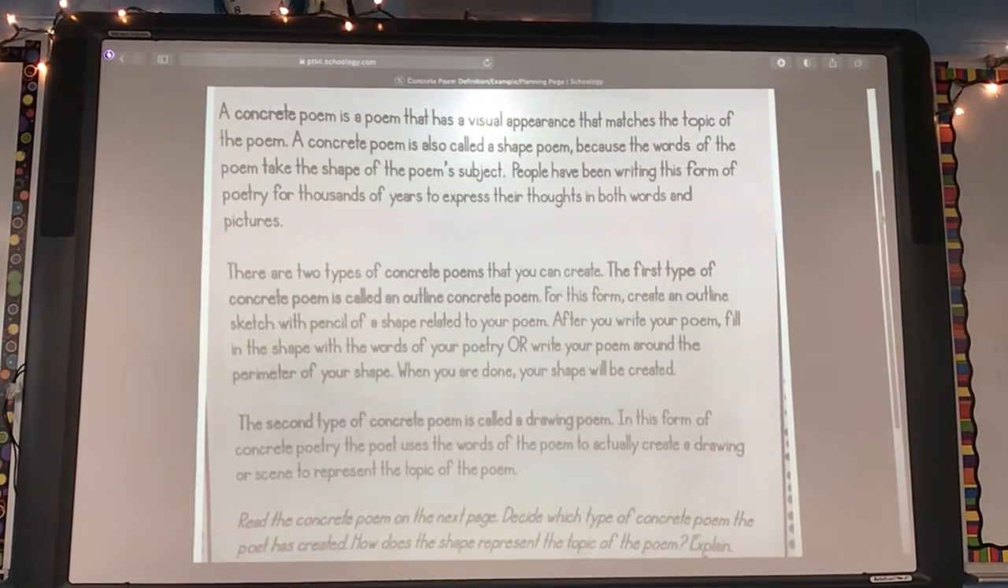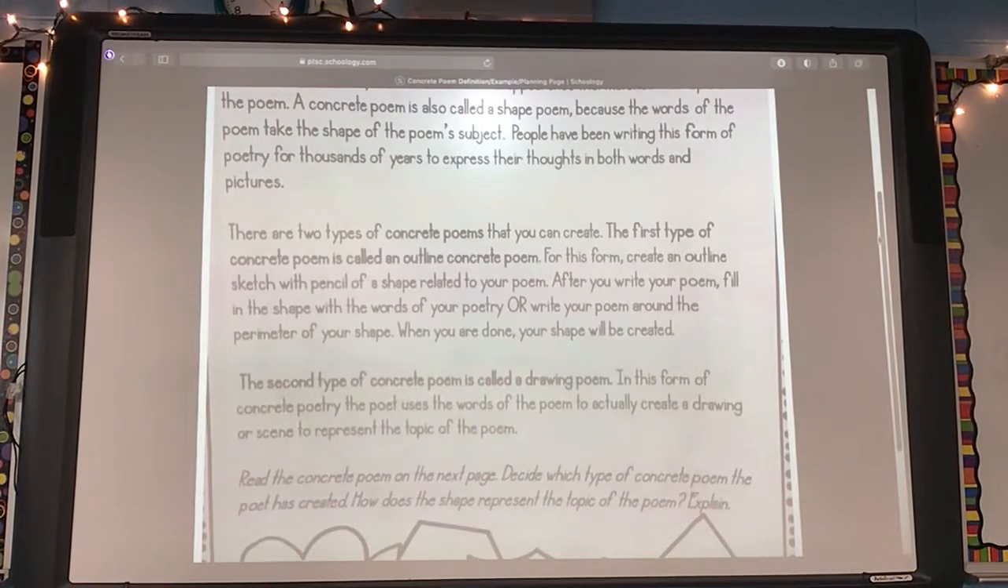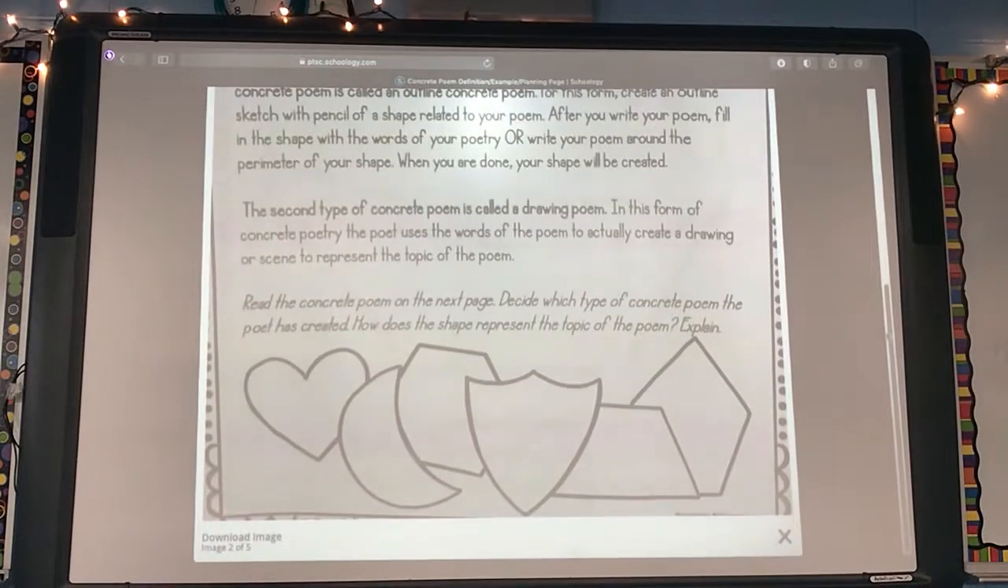When you are done, your shape will be created. The second type of concrete poem is called a drawing poem. In this form of concrete poetry, the poet uses the words of the poem to actually create a drawing or a scene to represent the topic of the poem. So we're going to take a look then at our example.